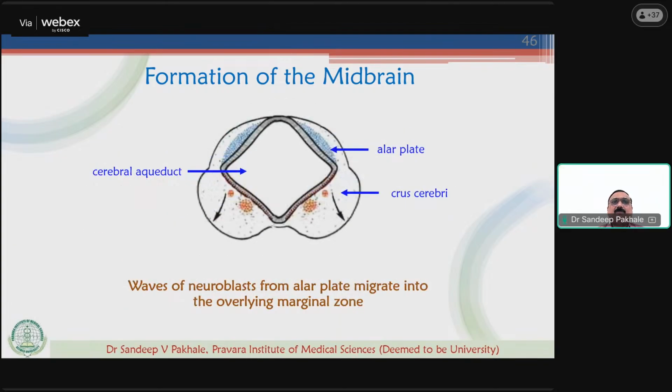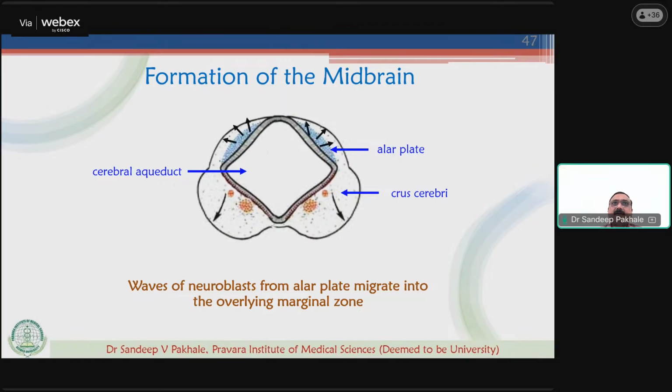The marginal layer of the basal plate expands to form the crus cerebri. So you can see here, this is expanding to form the crus cerebri, which carries the descending fibers from the cerebral cortex to the lower centers, and they pass through the crus cerebri.